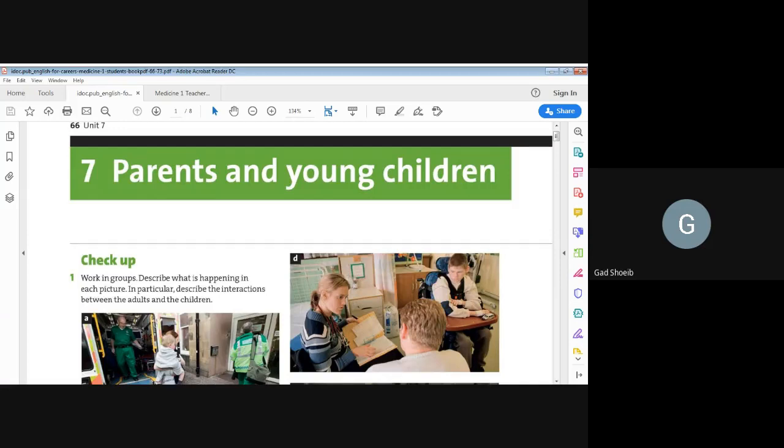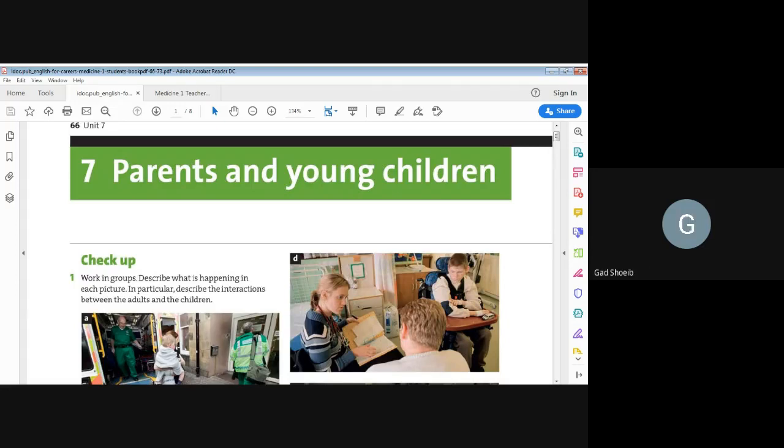Yes, who can? Tell me. What's happening in picture A? A child is sick. Yeah, a child is sick. What else? And her mother is bringing her to the hospital. Are you sure? Yeah, they are going to the hospital. Which department in the hospital are they going to? Emergency room. Excellent.